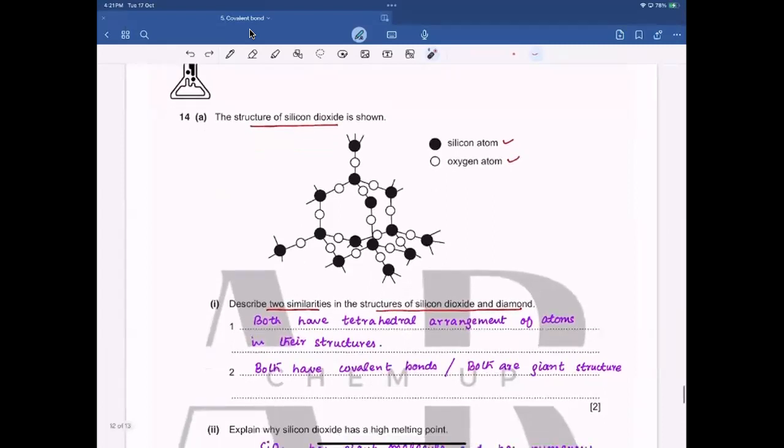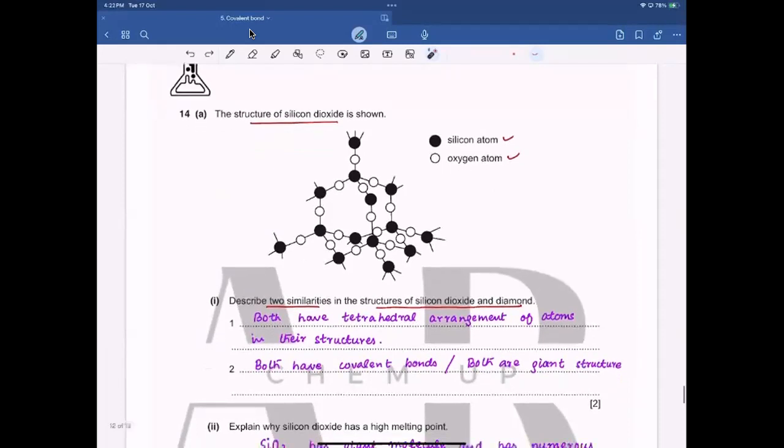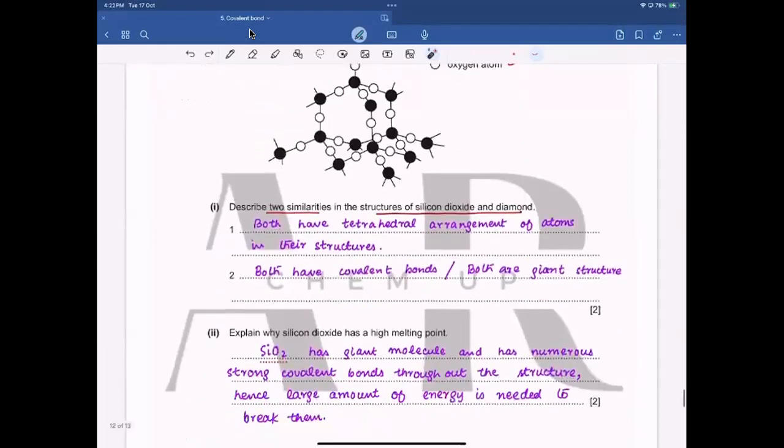Why does silicon dioxide have a high melting point? Which kind of structure does it have? Because it has a giant covalent structure and strong covalent bonds throughout the structure. So see, you have to write the answer in this manner to get the whole marks.